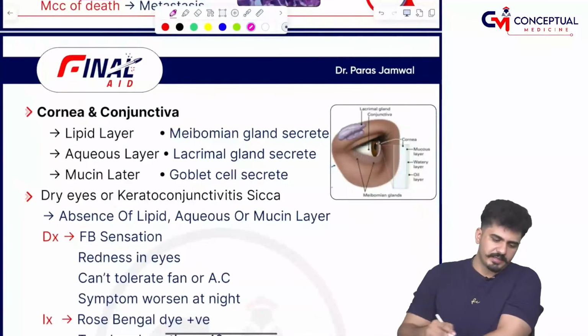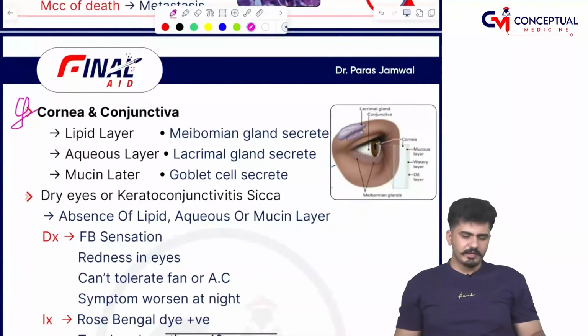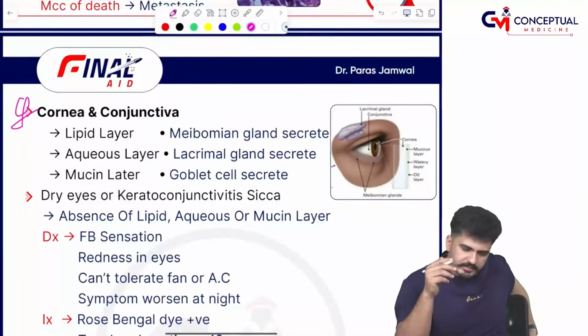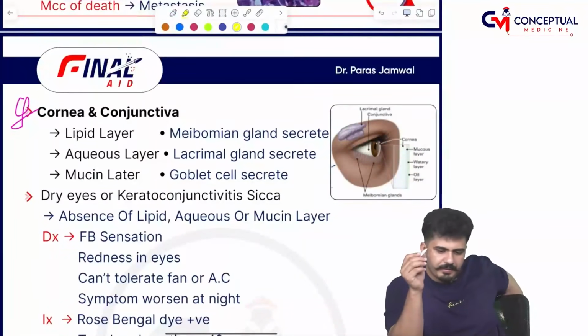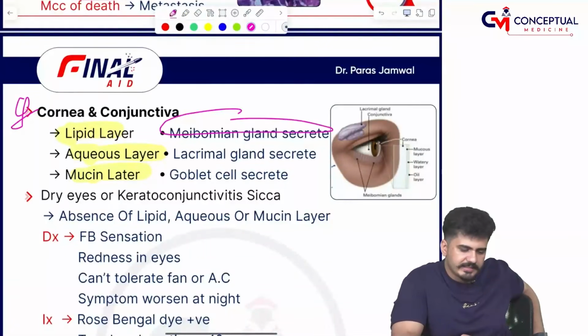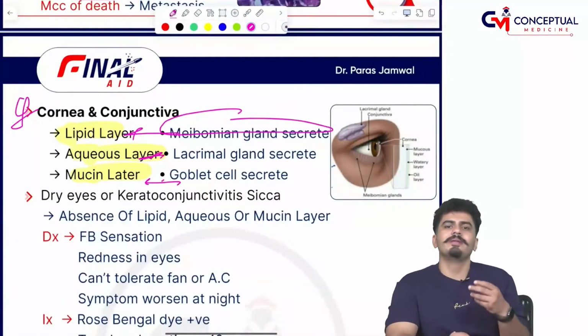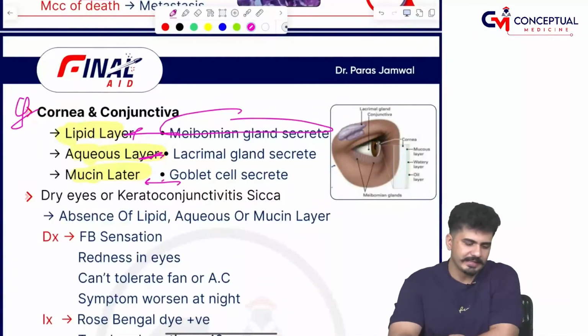Coming on to the next topic, and that is cornea and conjunctiva. Now, let's first talk about the glands, what they are having. They are having glands: lipid, aqueous and mucin. Meibomian gland is secreting the lipid layer, lacrimal gland is secreting the aqueous layer, goblet cells the mucin. They are lubricating the eye.